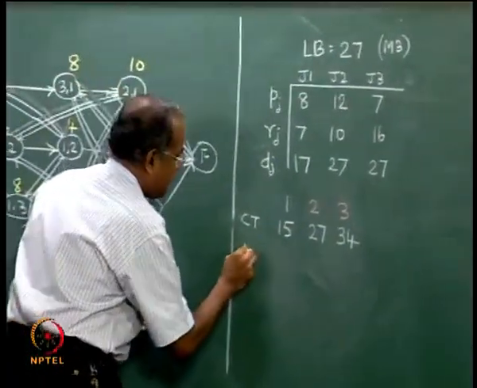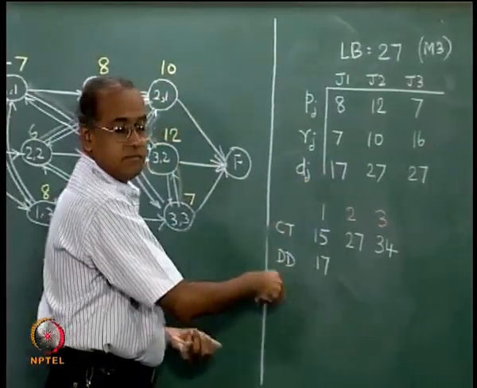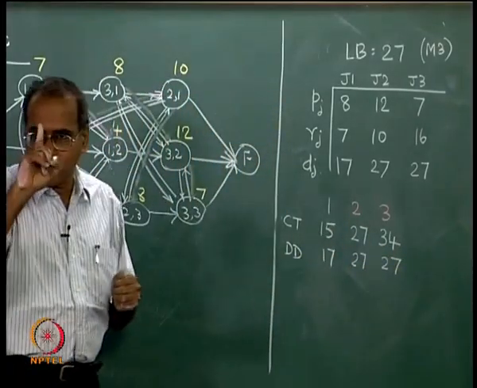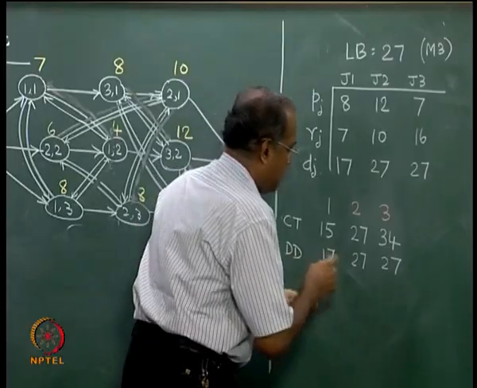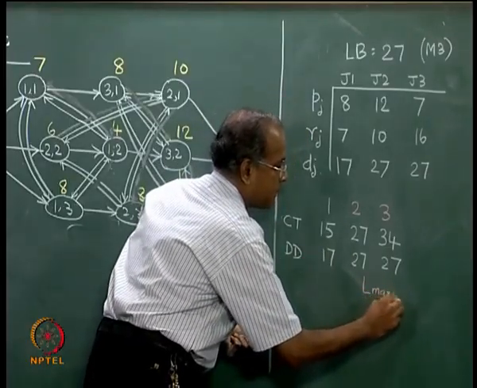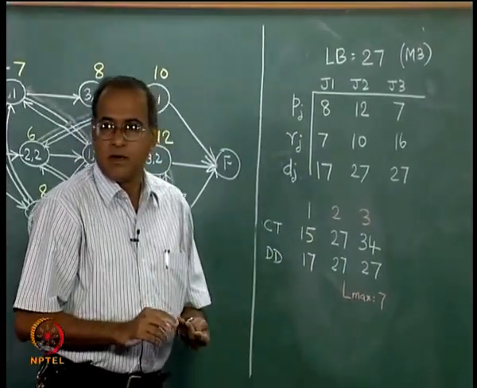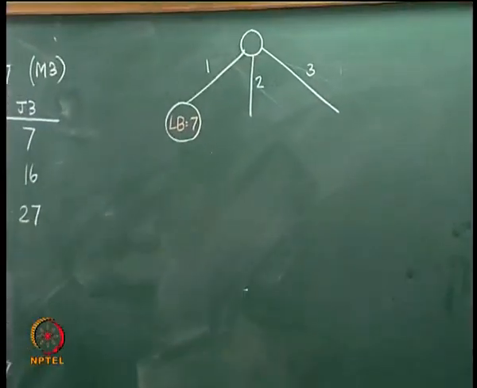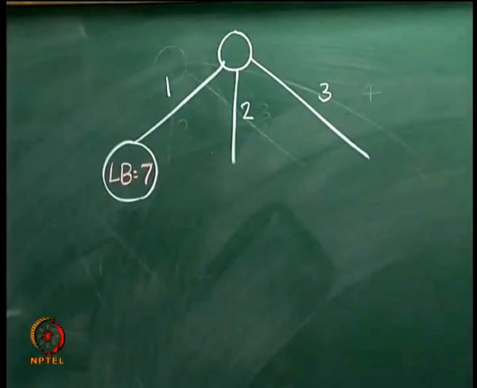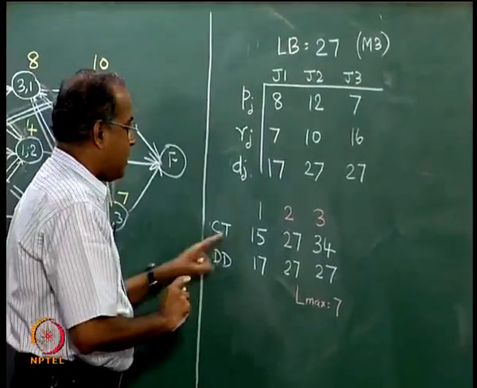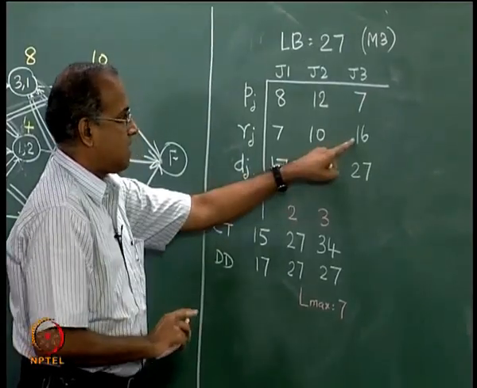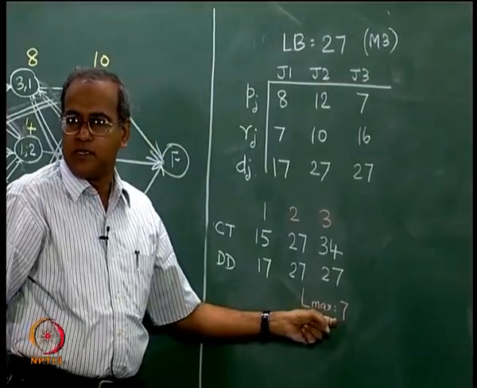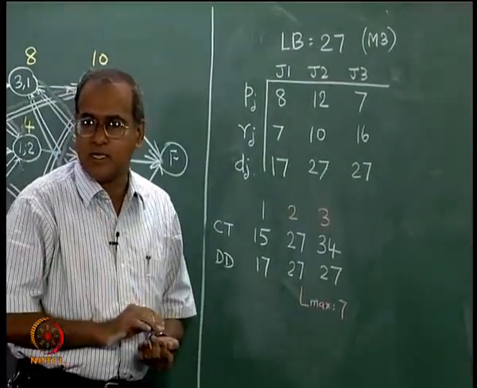Now, due dates 17 here, for 2 also 27, for 3 also 27, so the maximum lateness Lmax is 7. So lower bound is 7. In fact, if we had done 1, 3 and 2, you actually realize that this is 15, but at 15 J3 is not available. So Lmax would go up only, so this is better than the other one. Since we are using a lower bound, let us look at 7 as the lower bound.